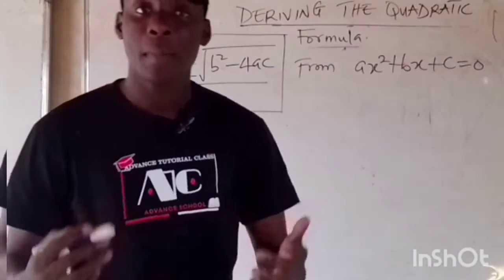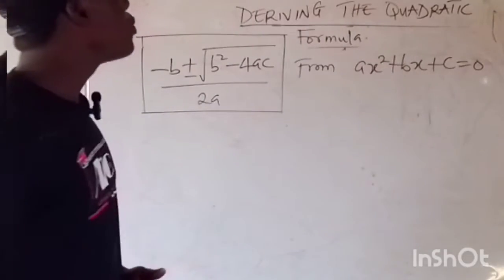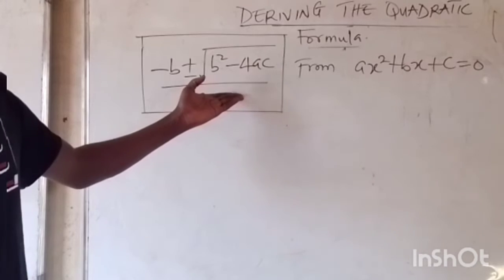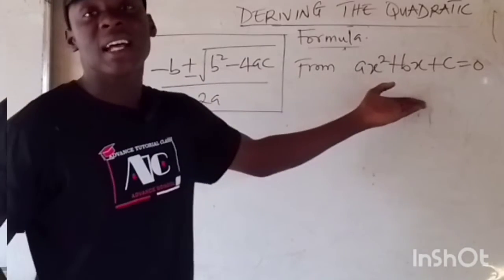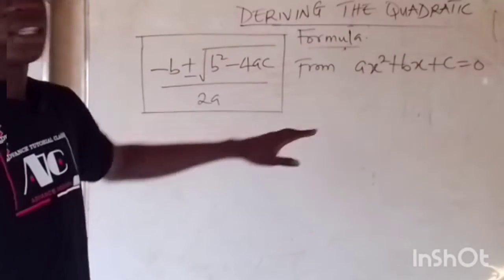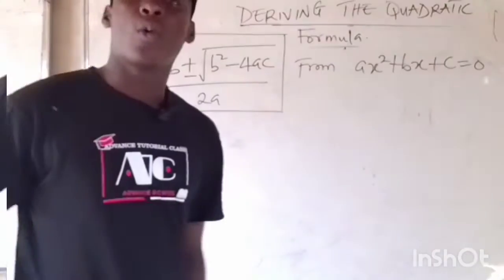Advanced tutorial class mathematics. So today I'm going to be teaching you, as quickly as possible, how to derive this equation. This is called the quadratic formula, from the standard form of the quadratic equation. So we are going to be deriving the quadratic formula from the standard form of the quadratic equation.